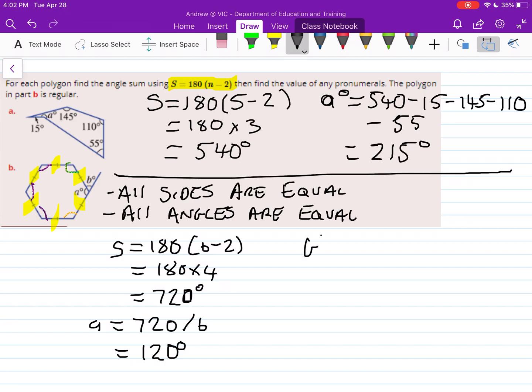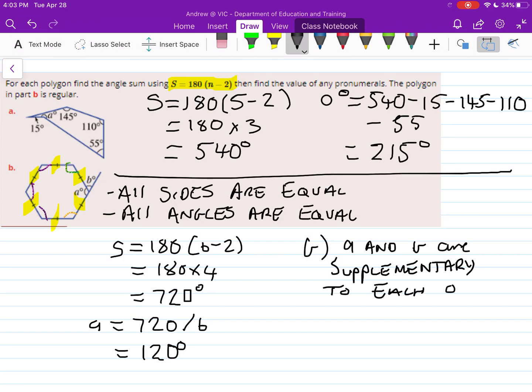Here they've extended that line so it's a straight line. So A and B are supplementary to each other, which just means that they add up to make 180. To figure out angle B, all we need to do is 180 take away A, which is 120. So this will give us 60 degrees.